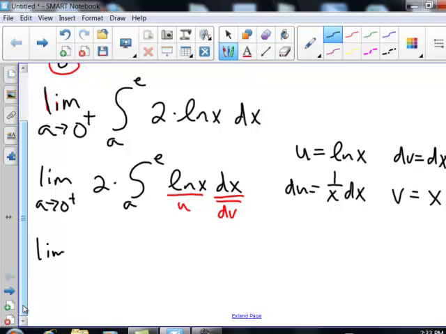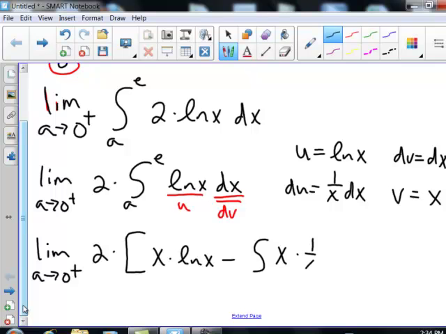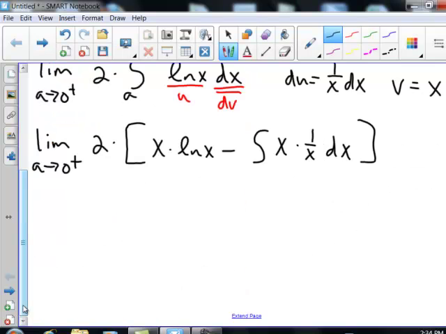Alright, so this is the limit as a approaches 0 from the right of 2 times all of this, the integral from a to e, the natural log of x dx. By definition of integration by parts, it's uv, which is x times the natural log of x, minus the integral, and I know I have a to e, but I'm going to keep my bounds off there for just a second, minus the integral of v du. So for me, that's going to be x times 1 over x dx. And we'll plug the numbers in there in just a minute.